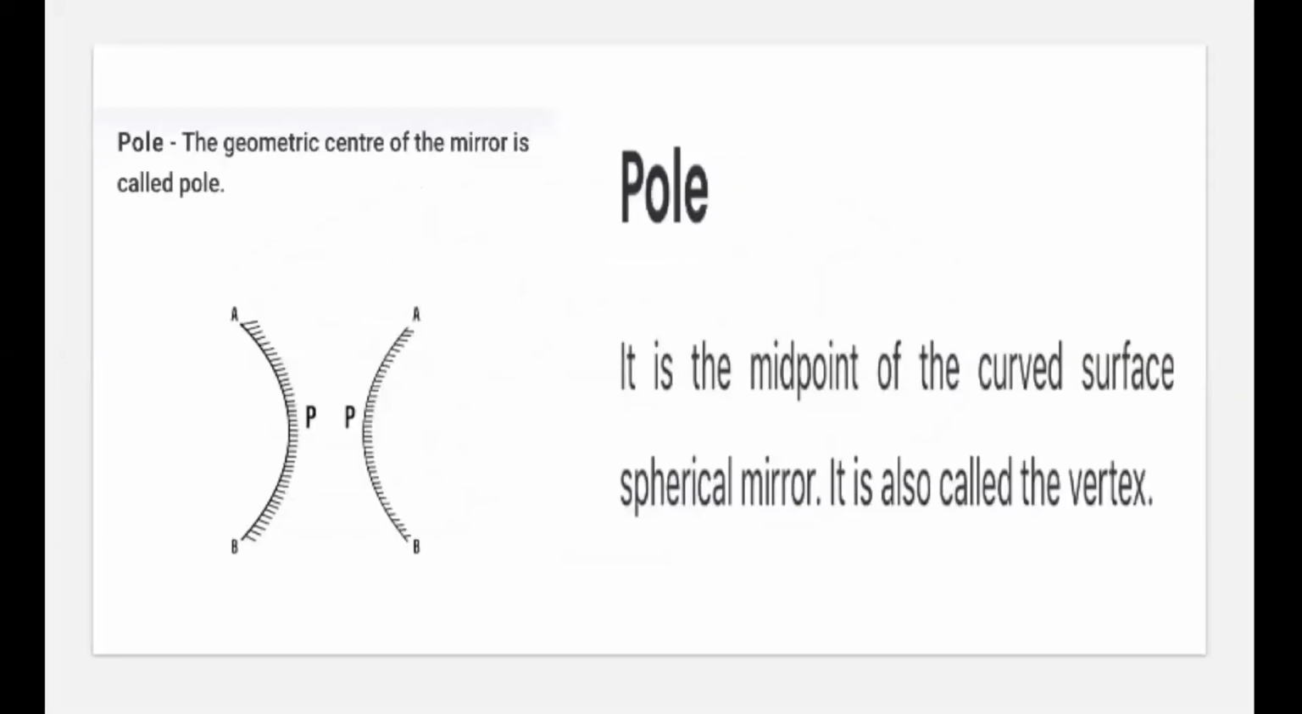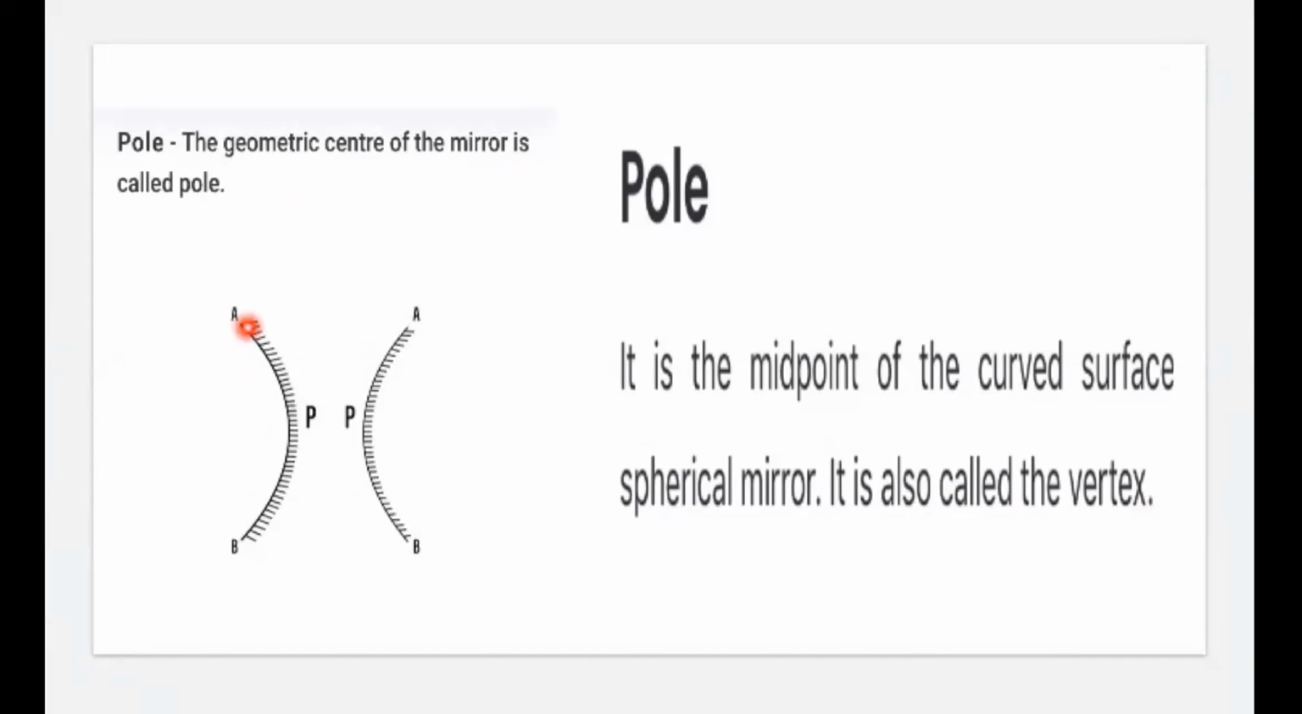The first and foremost term that we will now study is called a pole. It is the midpoint of the curved surface of a spherical mirror. It is also called the vertex. The geometric center of the mirror is called a pole.